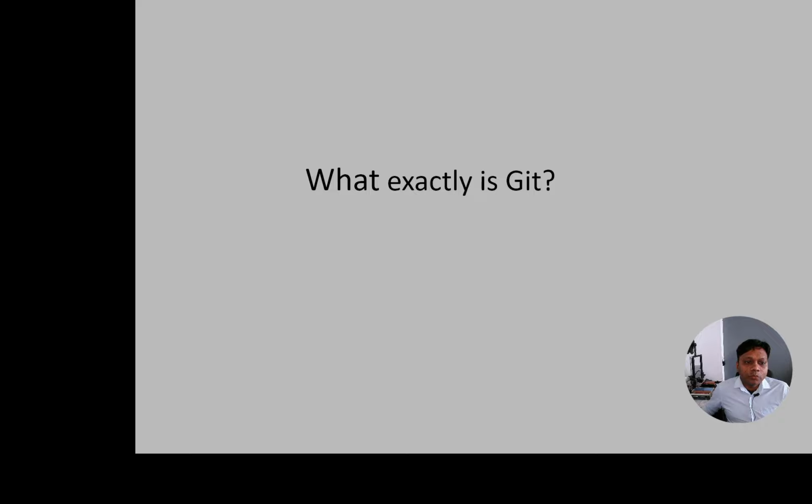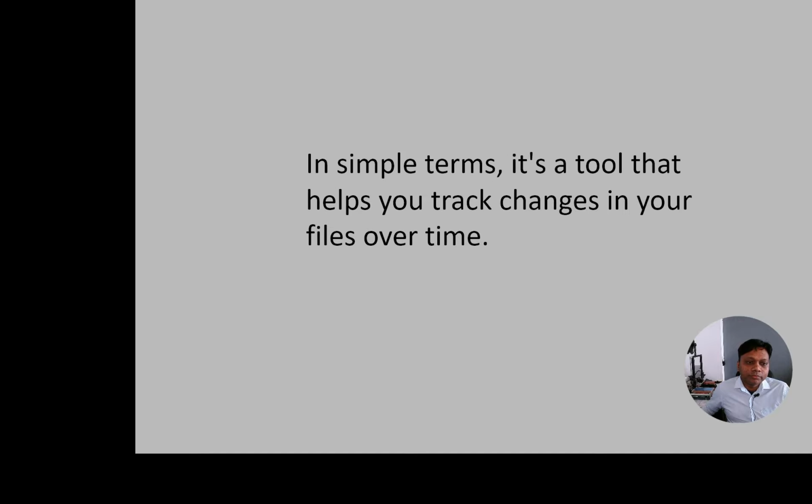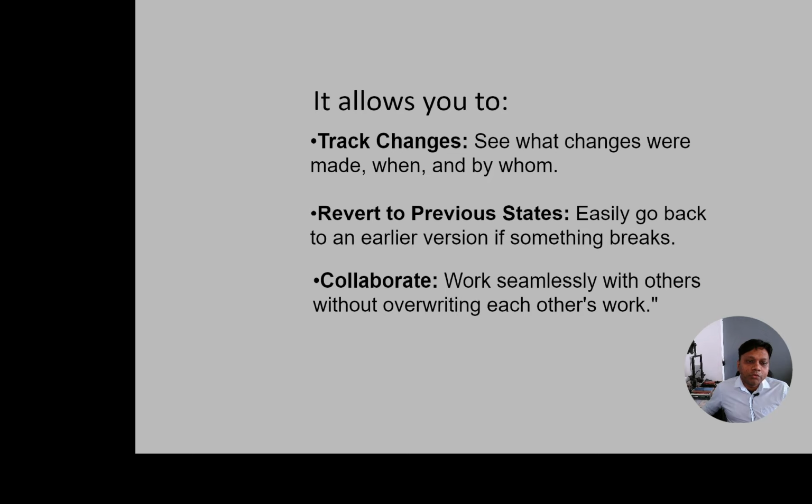So let's talk about what exactly is Git. Git is a free and open source distributed version control system. In simple terms, it's a tool that helps you track changes in your files over time. It allows you to see what changes you made, and when, and by whom. You can easily go back to an earlier version if something breaks.